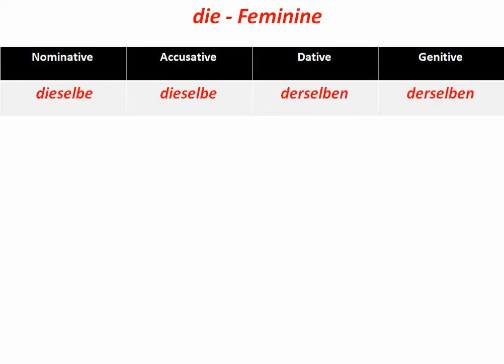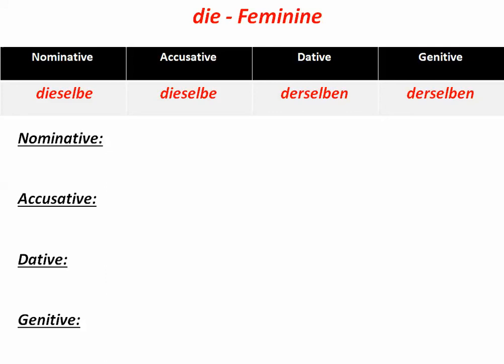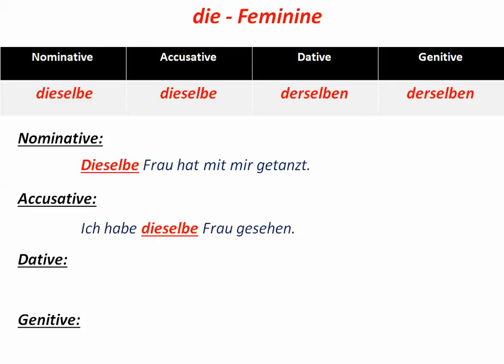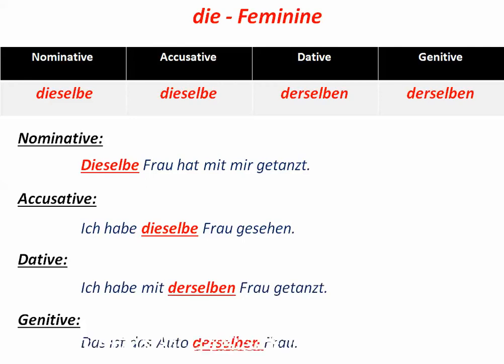Okay, the feminine. So we're going to do the exact same thing with a feminine noun. Maybe we will talk about a Frau, which is feminine in German, a D word. So for the nominative as a subject, dieselbe Frau hat mit mir getanzt. The exact same lady danced with me. Accusative, ich habe dieselbe Frau gesehen. I've seen the exact same lady. Ich habe mit derselben Frau getanzt. I danced with the exact same lady. And das ist das Auto derselben Frau. That is the exact same lady's car. Okay.